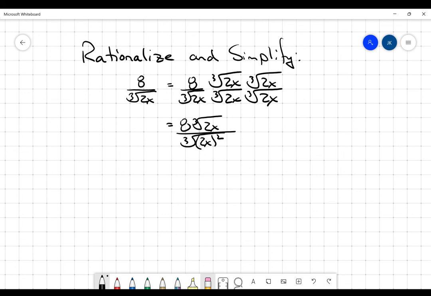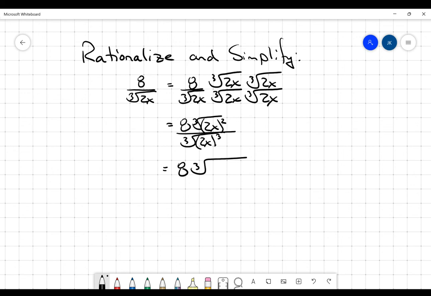Now, notice what that does, and I'm going to fix this right here. That gets rid of that square and turns it into a cube. Now I've got 3 of these 2x's in the denominator. In the numerator, I'm going to have 2 of them, but the denominator is going to have 3. So my numerator is going to look like this.